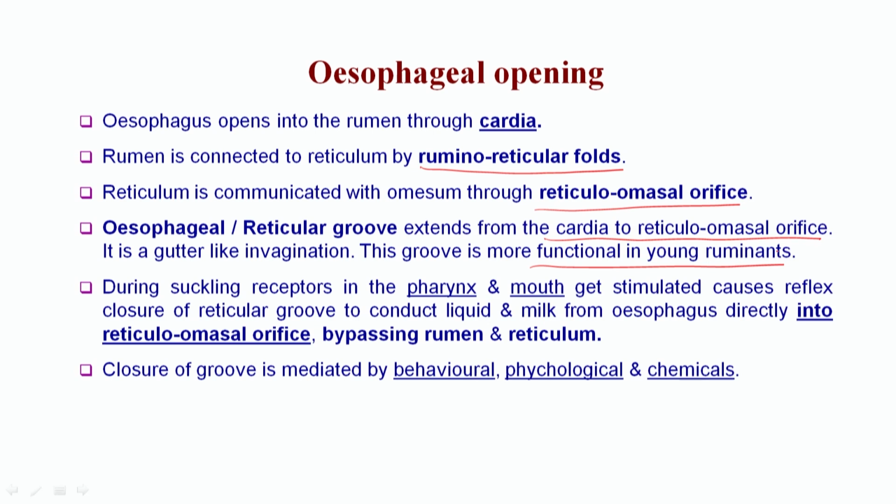During suckling, receptors in the pharynx and mouth are stimulated, causing reflex closure of the reticular groove to conduct the liquid and milk from the esophagus directly into the reticulo-omasal orifice, bypassing the rumen and reticulum. So digestion of the milk takes place in the abomasum. Closure of the groove is mediated in a behavioral, psychological or chemical way.